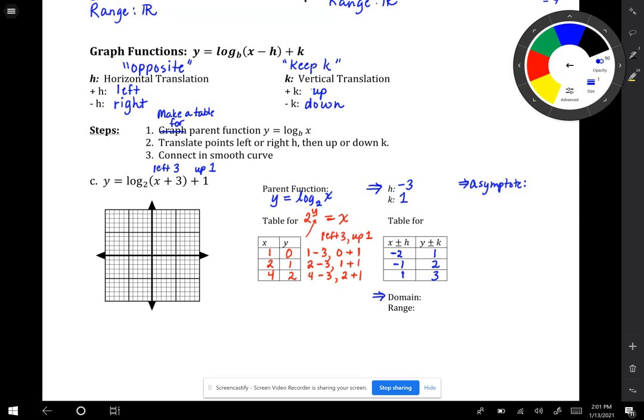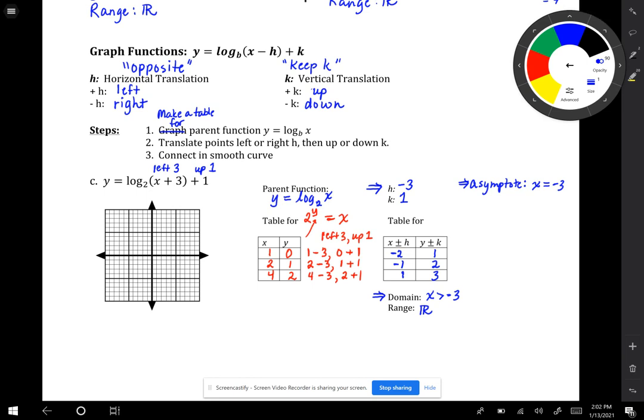So once you know what h is, that is going to be your asymptote. So your asymptote, but instead of y, it's going to be x. So x equals negative 3. And therefore, your domain is x is greater than negative 3. And your range is just all real numbers. And that takes care of that.